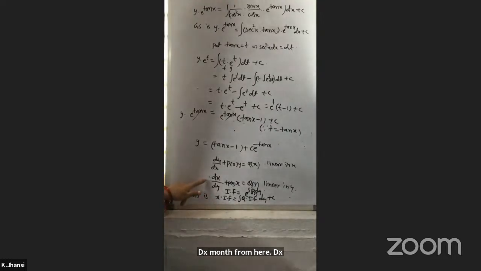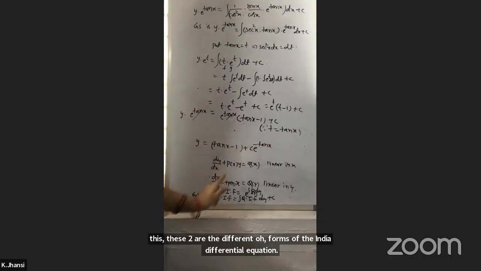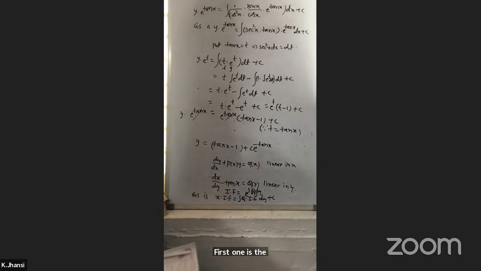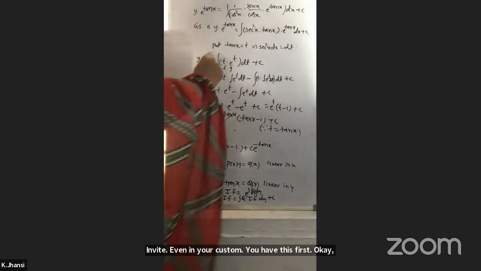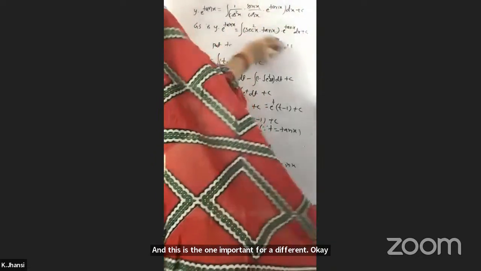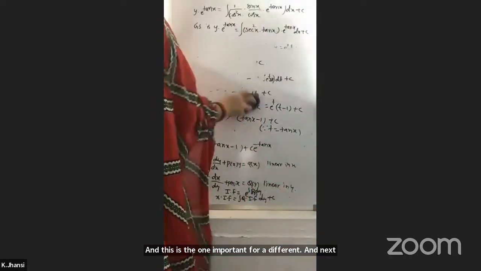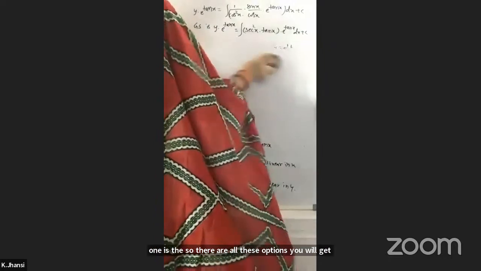So these two are the different forms of the linear differential equation. The first one is linear in x and the second one is linear in y. Even in your textbook you have this. Okay, from there also you can write. This is one important topic, the linear differential equation. And the next one is Bernoulli's equation. Bernoulli's questions you will get for the 10 marks questions. This is the second unit, no? So the 10th A question will be from these two topics.